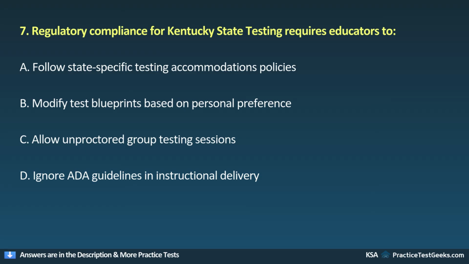7. Regulatory compliance for Kentucky State testing requires educators to: A. Follow state-specific testing accommodations policies. B. Modify test blueprints based on personal preference. C. Allow unproctored group testing sessions. D. Ignore ADA guidelines in instructional delivery.